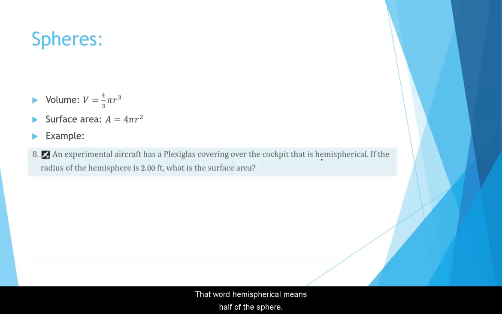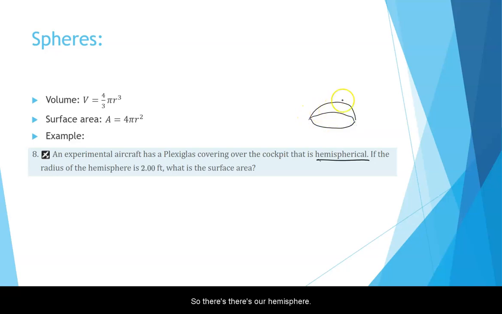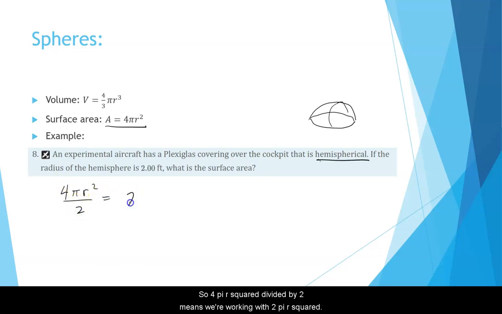That word hemispherical means half of a sphere. So there's our hemisphere. If the radius of the hemisphere is 2 feet, what is the surface area? Well, if we're only talking about the surface area of half of the sphere, I should take half of the formula for surface area. So 4 pi r squared divided by 2 means we're working with 2 pi r squared, and the radius is 2 feet.